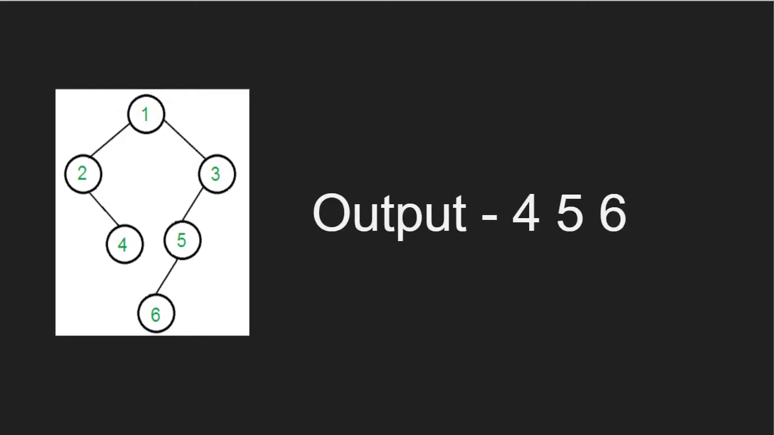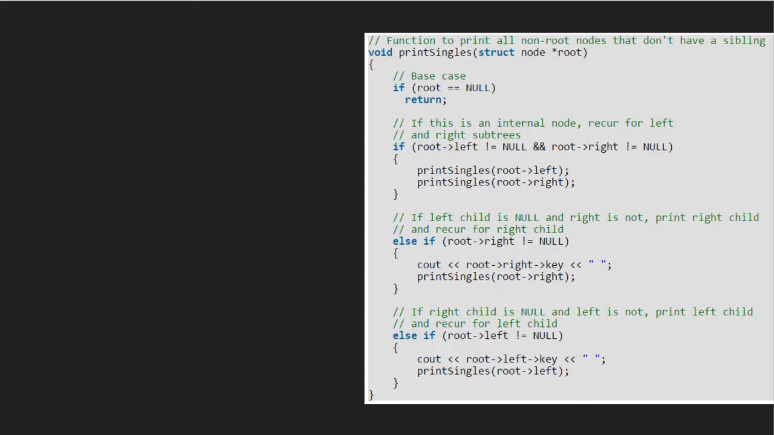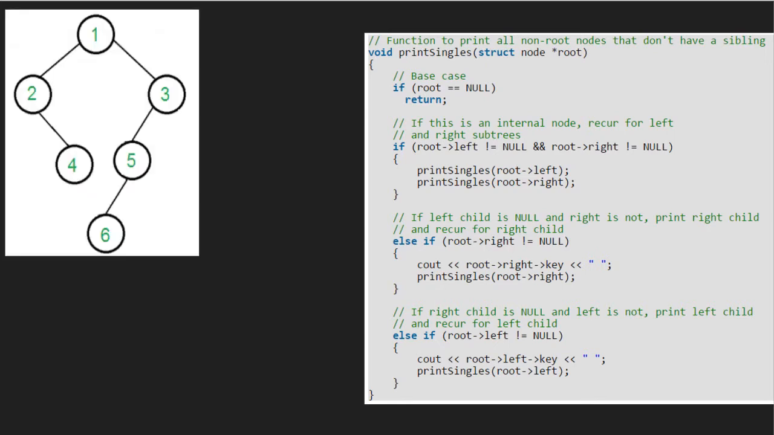Now, let us see the algorithm which will assist us in printing the nodes that don't have siblings. Let us also have a sample tree to test our algorithm. We pass the root node which is 1 to the function printSingles. So, root will point to 1. We check if root is null. Since it is not, we check if it is an internal node. As 1 has both left and right child, we recursively call the left and right subtrees using a call stack.